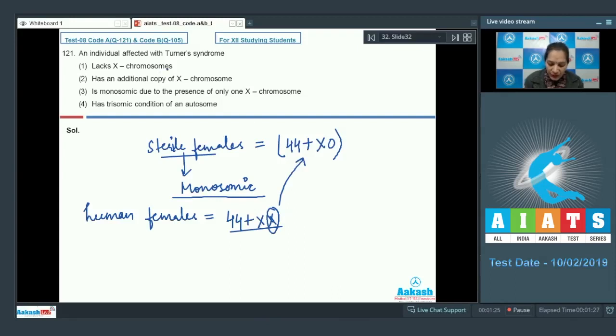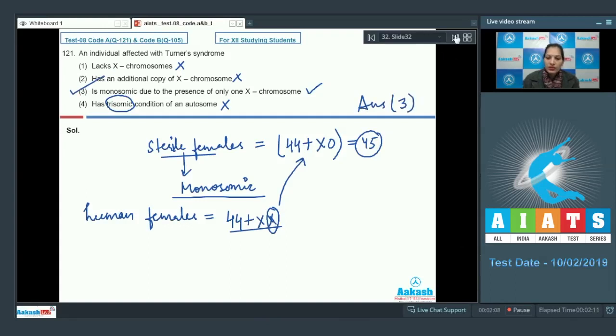So, these females lack X chromosomes? No. They have one of the X chromosomes. Has an additional copy of X chromosome? No. It has one less X chromosome. Fourth, has trisomic condition. Trisomy means when there is an additional chromosome. Means in human females, if there are 46 chromosomes, in trisomy it will be 47. But here, the total number of chromosomes is 45, not 47. So this is not the trisomic condition. Third option is monosomic due to presence of only one X chromosome. This is correct. So the correct option for the given question is option number 3.